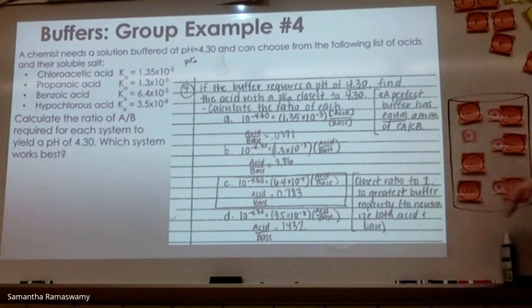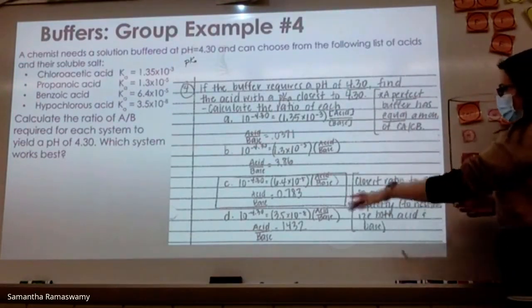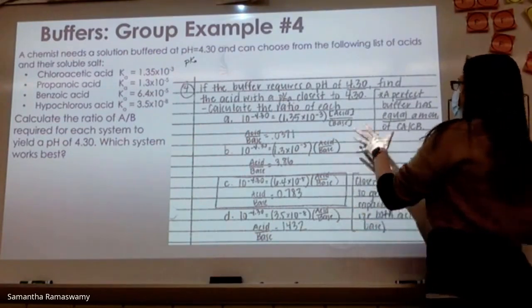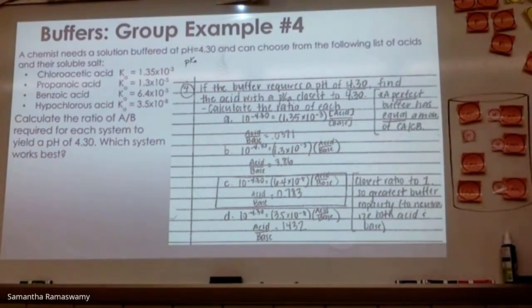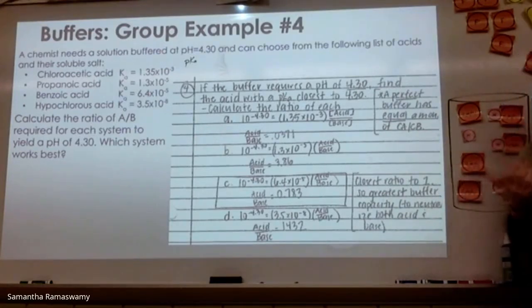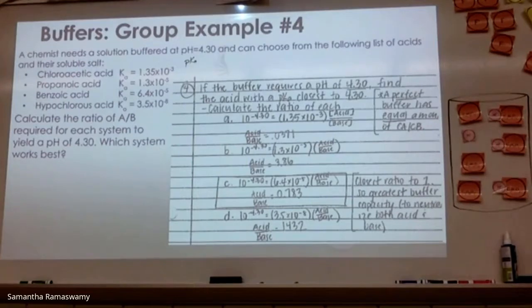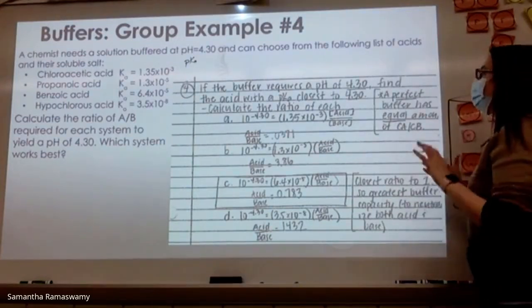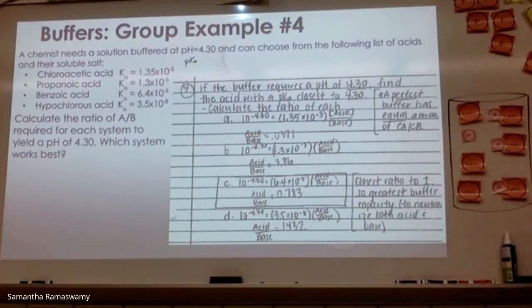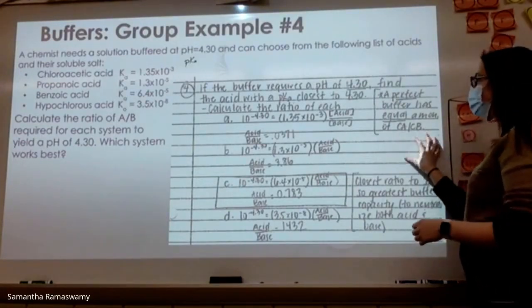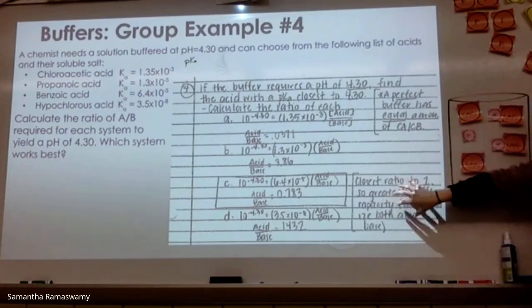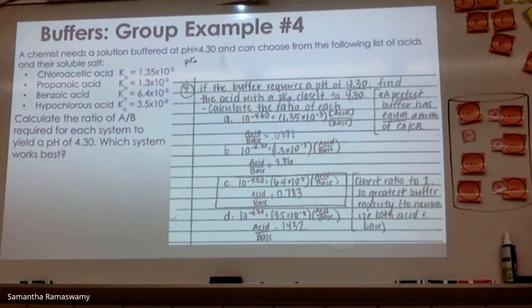has equal amounts of acid and base. So the perfect buffer would have as equal amounts of acid and base as possible. If it's not possible to get equal amounts, then the closest ratio to 1 is going to be the best one to use. Because the closest ratio to 1 means they're close to being equal, and those would have the greatest buffer capacity. It's able to neutralize both acid and base.